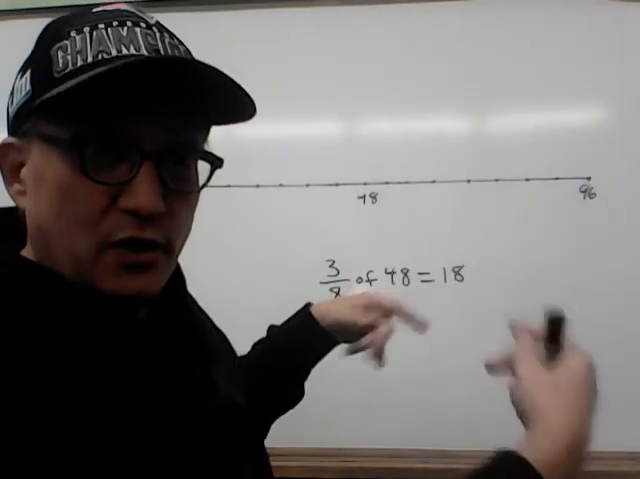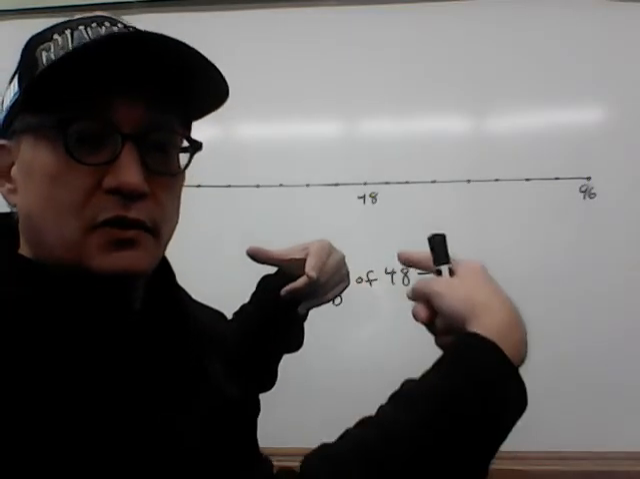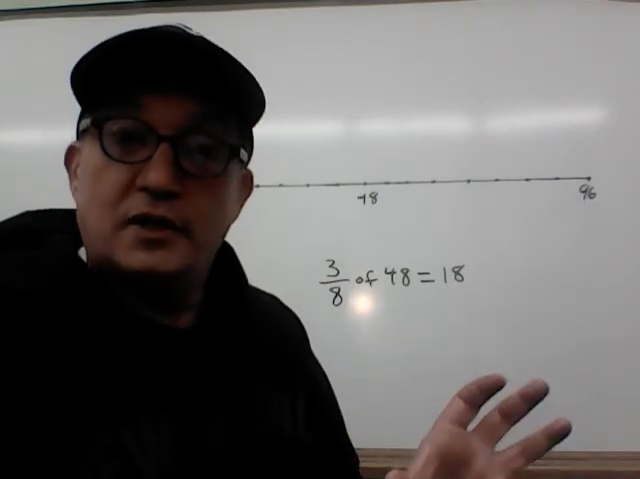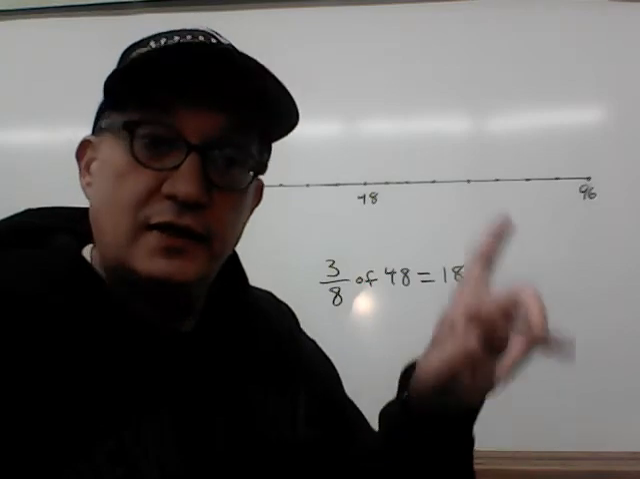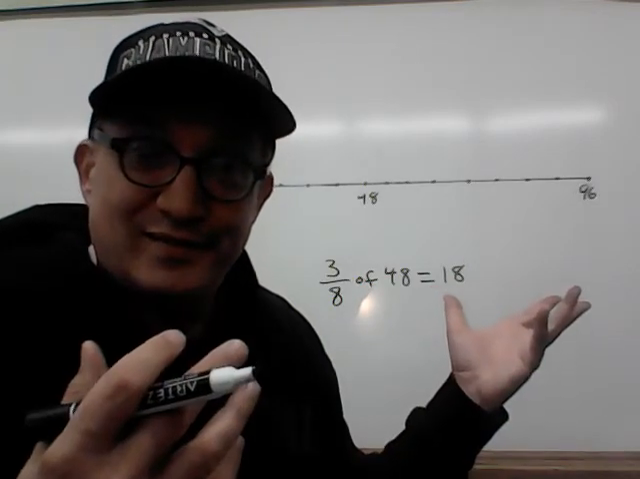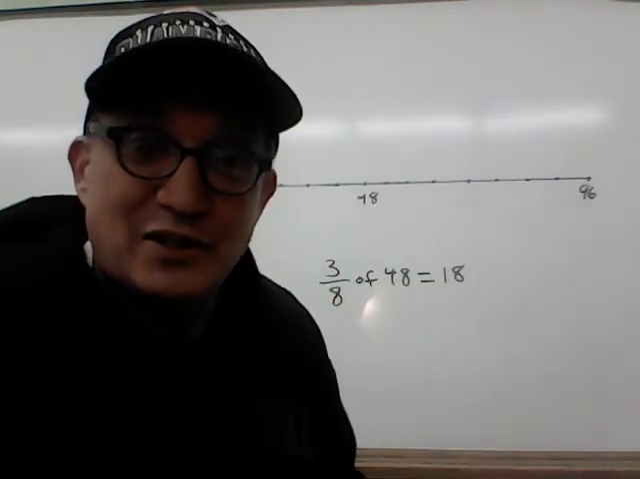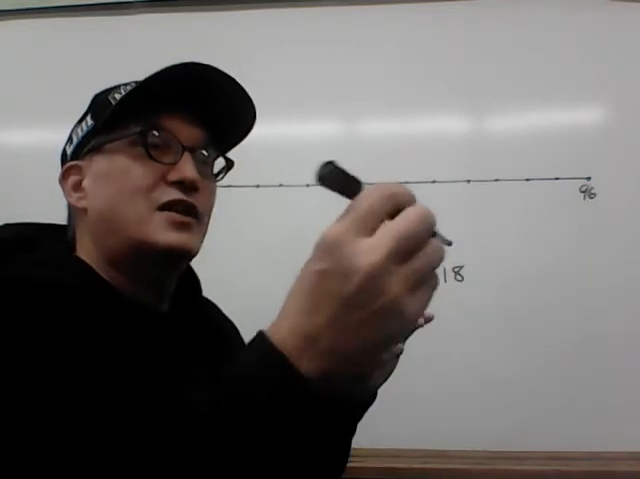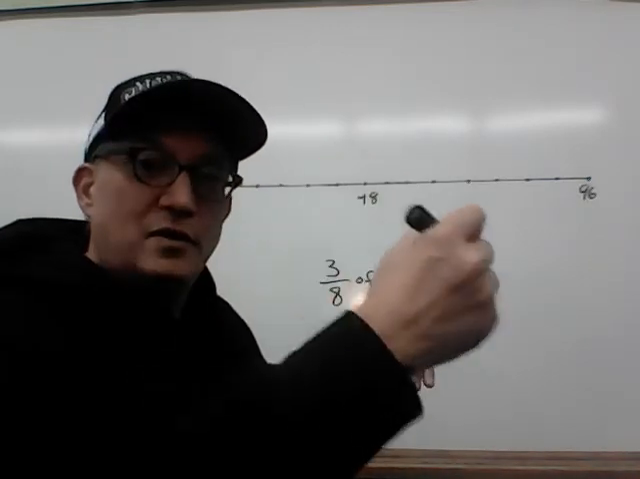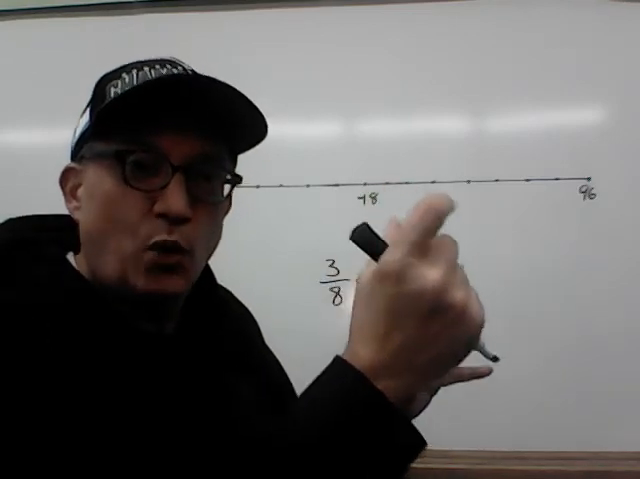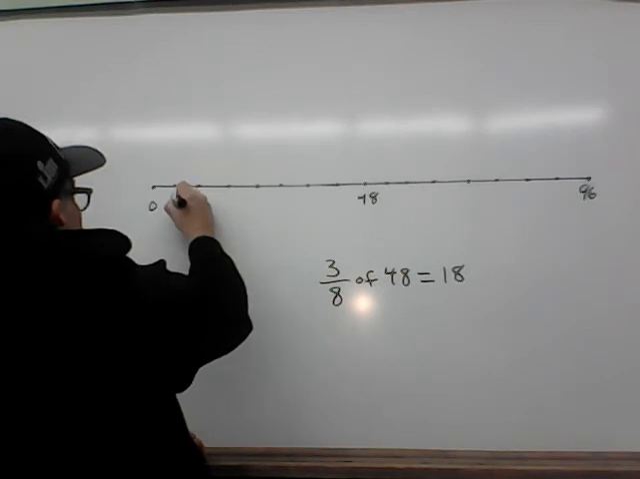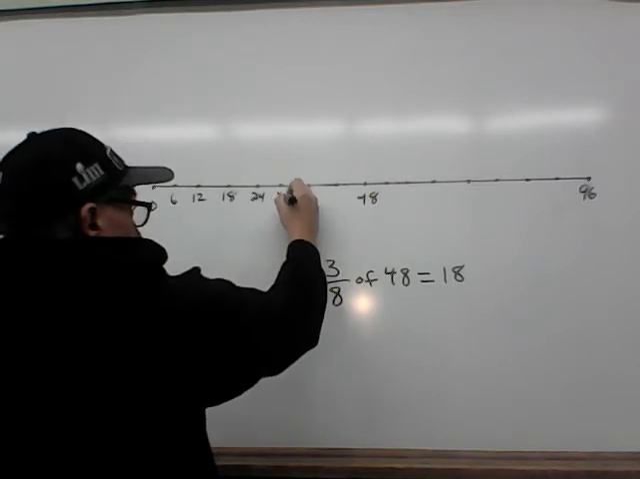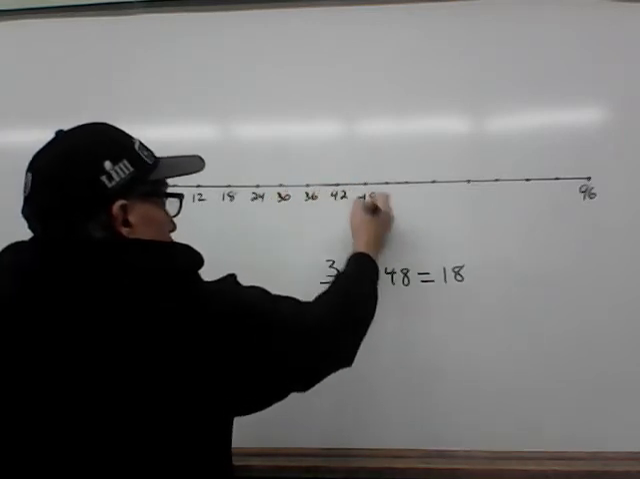Notice I've got those same points there, but now we're dividing the distance between 0 and 48 into 8 equally sized pieces. So how big is each piece going to be? If 48 is divided into 8 equally sized pieces, each piece is 6 long, right? 6 units long. 48 is really the new unit. Each of the 8 pieces is 6 long, 6 ones long, right? 6, 12, 18, 24, 30, 36, 42, and 48.